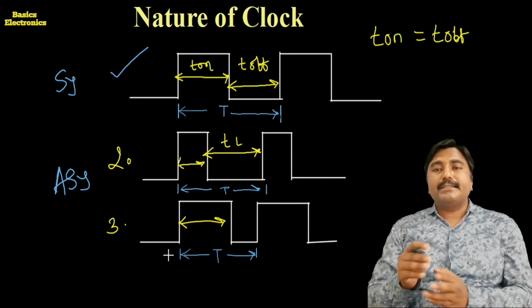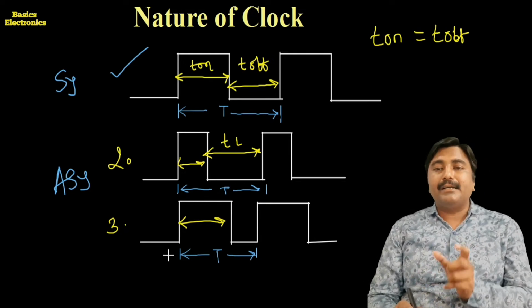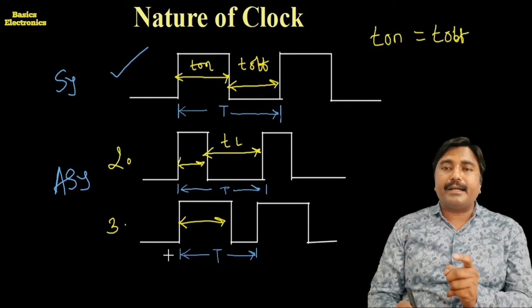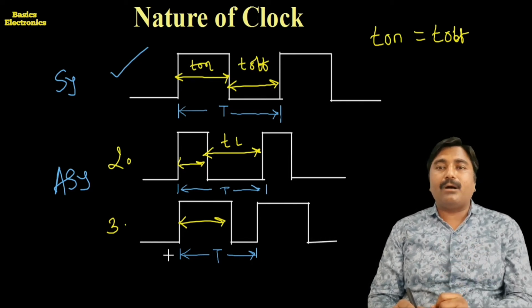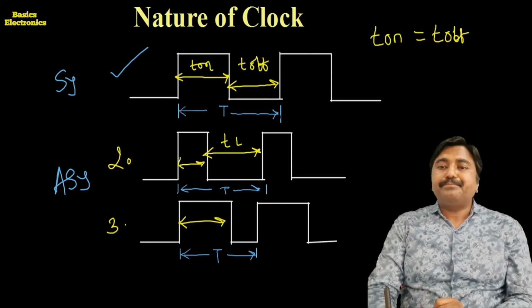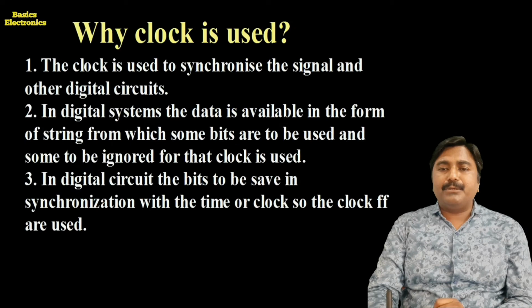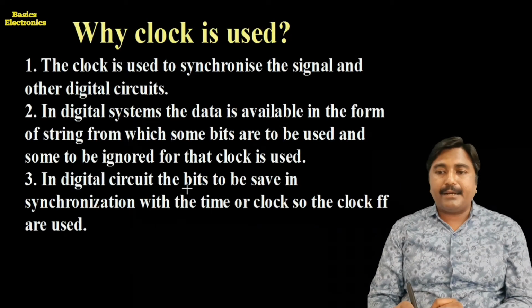We can use the symmetrical or the asymmetrical waveform. When it is symmetrical, instead of a pulse wave, we call it a square waveform because the on time and the off time are equal. Now we have to see the reasons why we are using the clock pulse, or the clock, in a flip-flop.